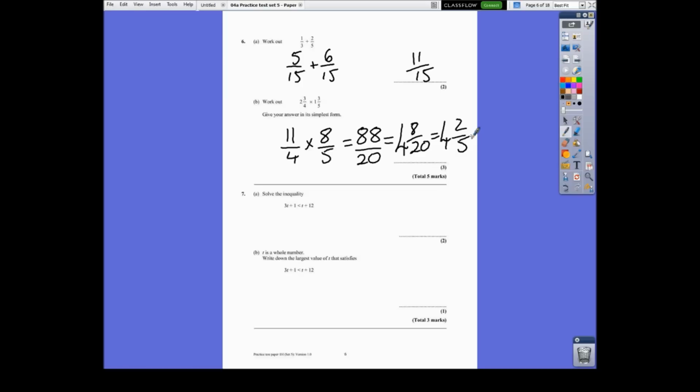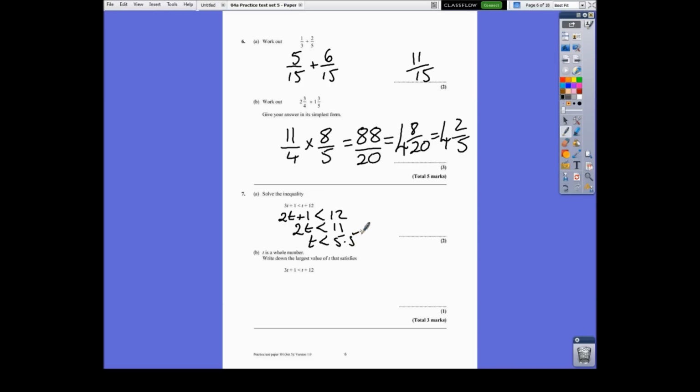Question 7. Solve the inequality 3t plus 1 is less than t plus 12. When you've got an unknown on both sides, you need to get rid of the smallest amount off both sides. So we're going to take 1t off both sides. That'll be 2t plus 1 is less than 12. And then we want to get rid of the plus 1 by taking 1 off both sides. So that'll be 2t is less than 11. Divide by 2, I get t is less than 5.5.